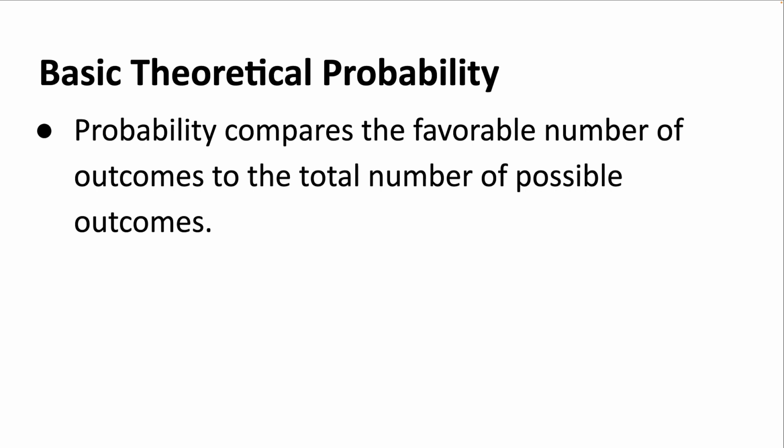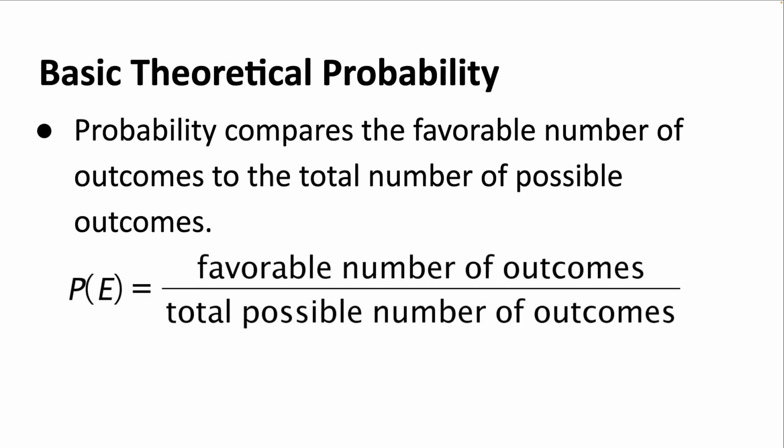Let's take a look at basic theoretical probability. In basic theoretical probability, the probability compares the favorable number of outcomes to the total number of possible outcomes. We usually write this as a fraction. So on the left-hand side, you can see P of E. We interpret that as the probability of event E is equal to the ratio of the favorable number of outcomes to the total possible number of outcomes.